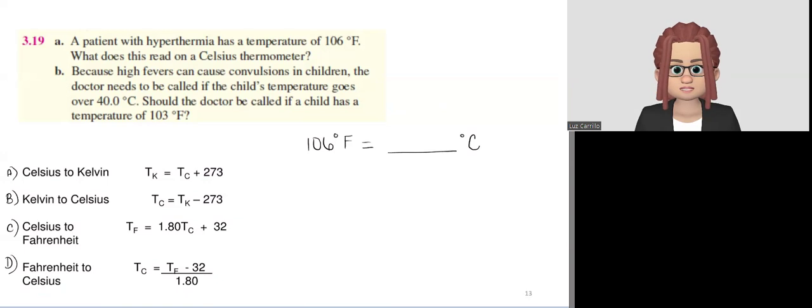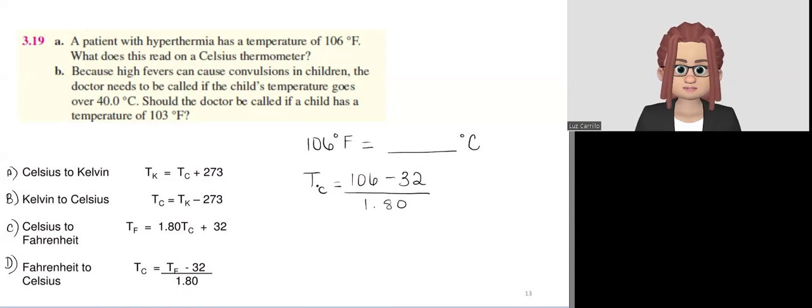When I write my equation, it states that temperature in degrees Celsius is going to be the temperature in Fahrenheit, which in this case is 106, minus 32, and I'm going to divide the whole thing by 1.80. When I enter this in a calculator, it's important to note that I need to do the first operation, which is the 106 minus 32. Then the result of that, I'm going to divide by 1.80.